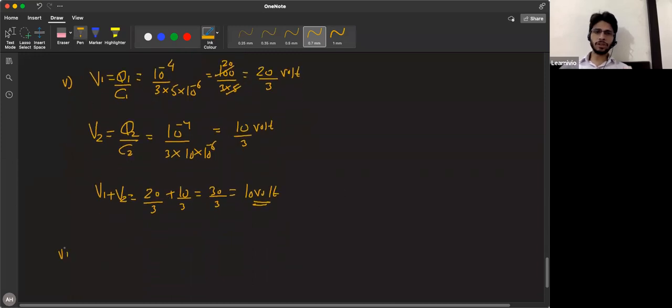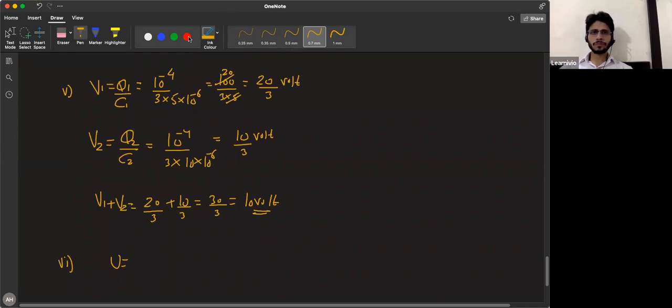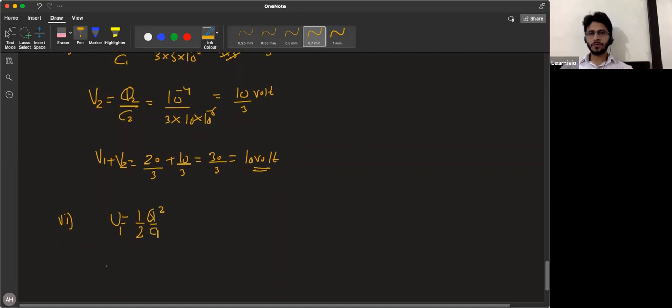Next, I need energy. What is the expression of calculating energy? Just tell me one expression to calculate energy. Saifullah, expression for calculating energy. 1 by 2 Q square by C1. Very good. Q square by C. For U2, you can do 1 by 2 Q square by C2. You have Q, you have C2. You can do this calculation.